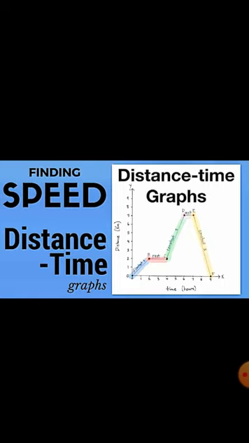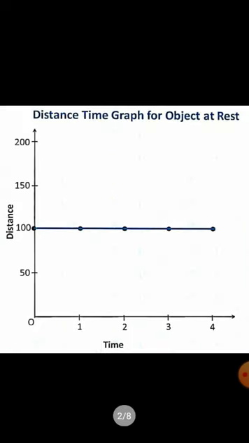These graphs can be studied for various conditions of an object. Object at rest. An object can have uniform speed. An object can even have non-uniform speed. In this graph, if you observe, time is taken on the x-axis and distance on the y-axis.